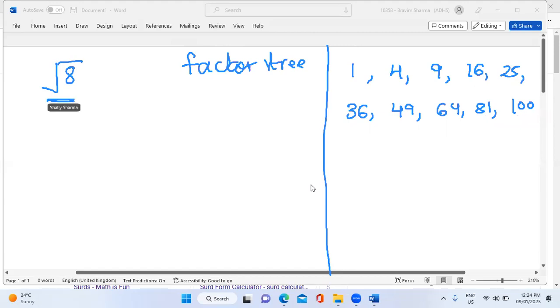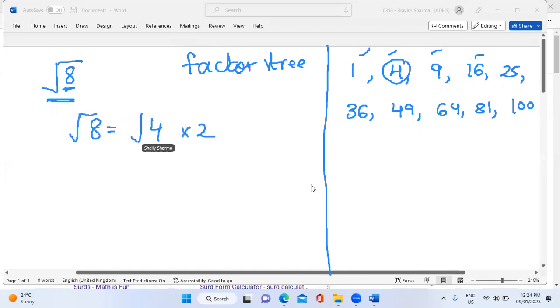For this, I will see that 8 can be written as a multiple of any of these. So I choose 4, because 8 can be written as 4 multiplied by 2. So square root of 8 will be equal to square root of 4 times 2, and this can be written as square root of 4 times square root of 2. I split the square root sign across both numbers in the multiplication.